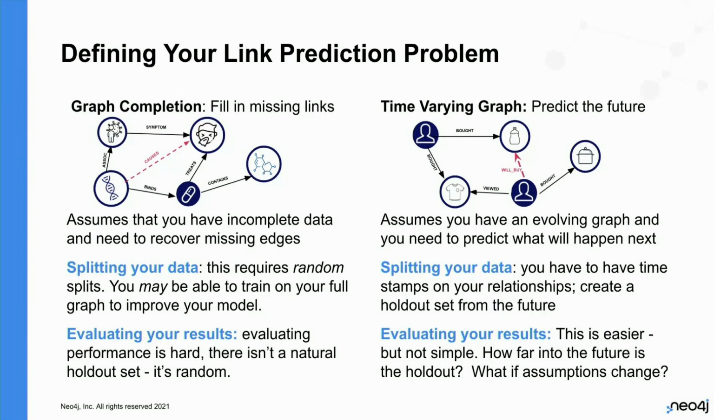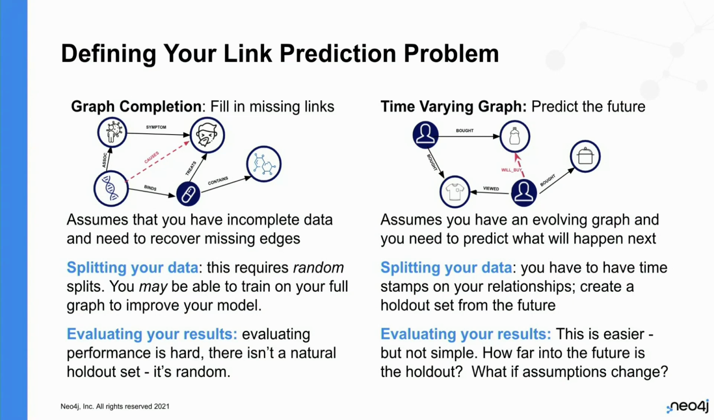And then evaluating your data is hard because what is your natural holdout set? Do I randomly split my graph? Is there some logic derived from the domain model that tells me how to split my graph? This is something you really need to think about for the problem you're trying to solve.